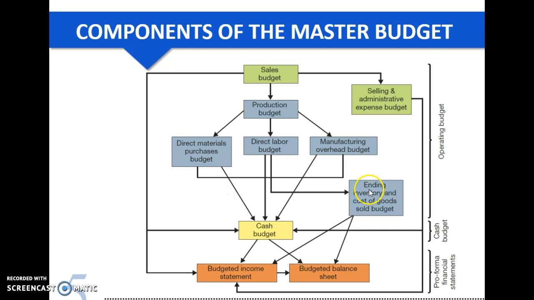Based on all the other operating budgets, right from the sales budget until the ending inventory budget, a cash budget is prepared, which means a cash budget includes the information from all the other operating budgets. So that's the last operating budget that you will be learning. The budgeted income statement and balance sheet are not included for you.